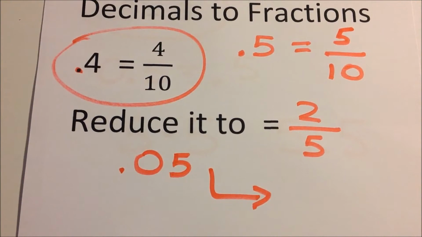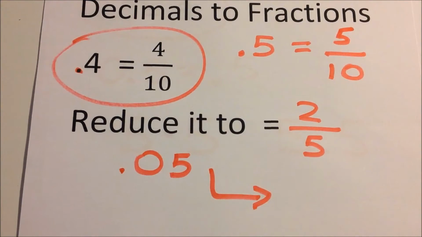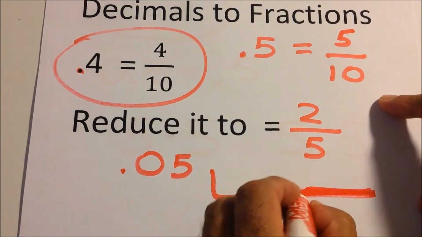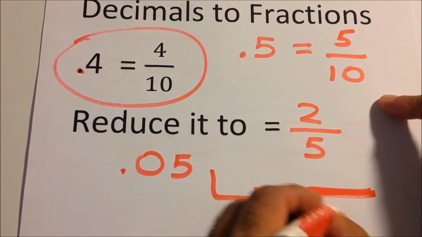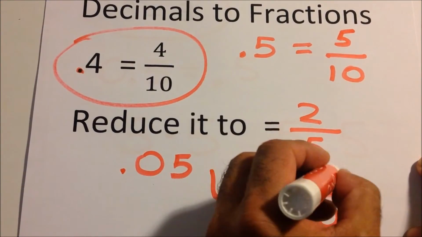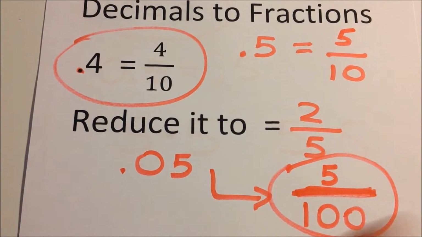So again, here's the steps. Find the last place value. Let's look. 10th, 100th. The last place value is 100th. It's in the hundredths. So make the fraction. Here's the fraction bar, and in the denominator we'll put 100. Now in the numerator, you're not putting 0.5. You're only putting 5. Don't put any zeros in, unless they come after. Right?